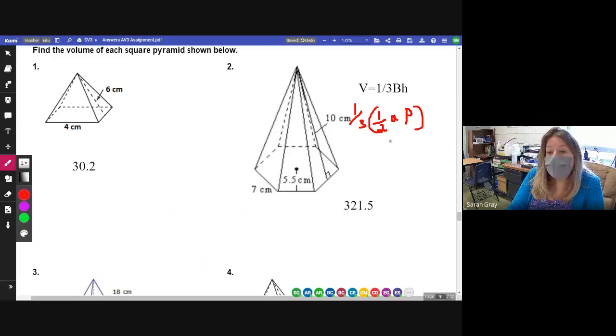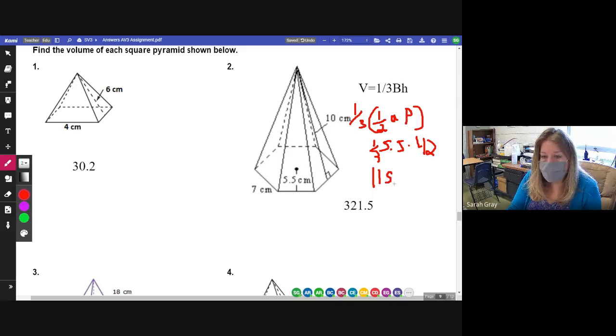Okay, nobody's complaining. So our apothem is 5.5. The perimeter is 42 because it's 7 six times. So 1/2 times 42 times 5.5 is 115.5. So that's my area of the base. Times that by 1/3. And then multiply it by the height, which is not currently listed.